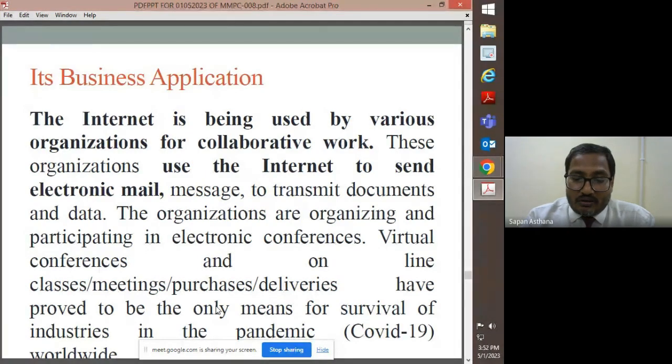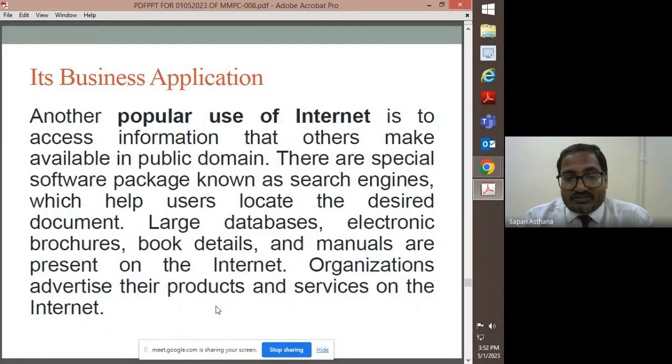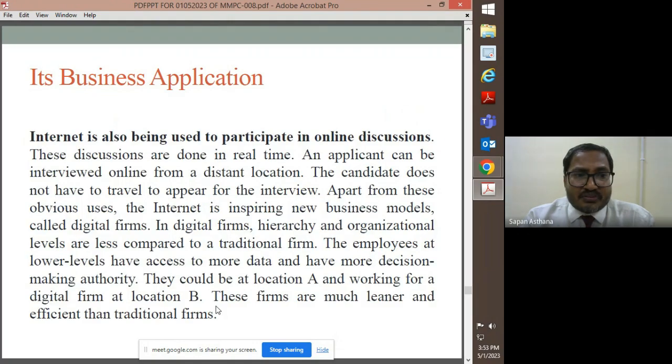As you all know, by information technology, we survive. Another popular use of the internet is to access information that others make available in the public domain. There is a special software package known as a search engine, which helps users locate their desired document. Large databases, electronic brochures, book details, and manuals are present on the internet. Organizations advertise their products and services on the internet.